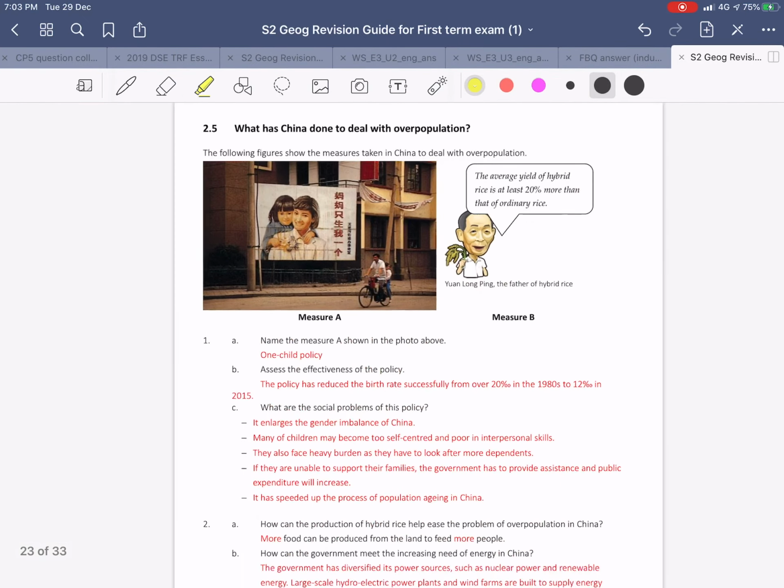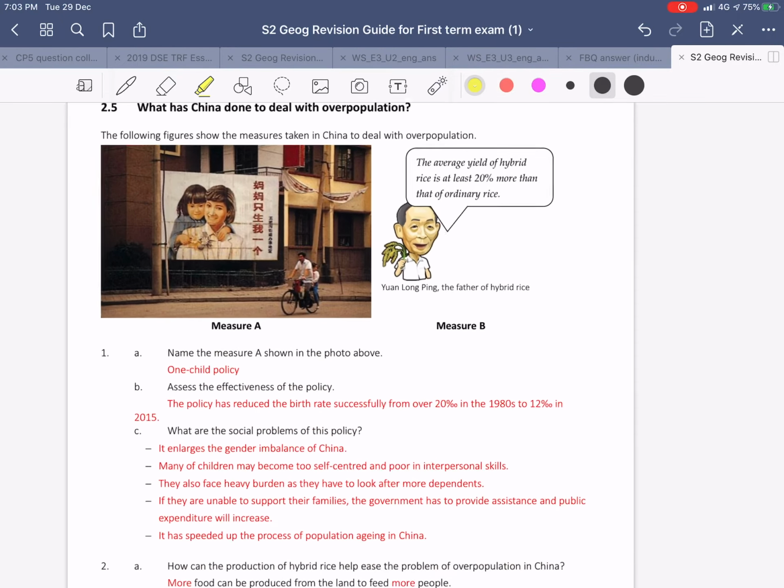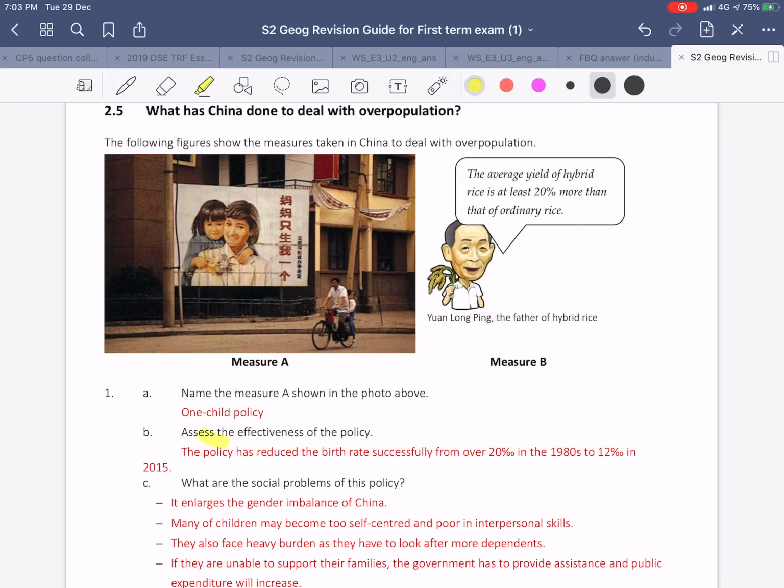Okay, so accordingly, what are the methods that China can use to deal with the overpopulation? First of all, the one child policy. The one child policy is talking about 媽媽只生我一個, giving one child only for each family. Okay, and it is quite successful because when Mr. Leung was studying in China, most of them were the only son or only daughter in the family. So it shows that it's quite successful indeed.